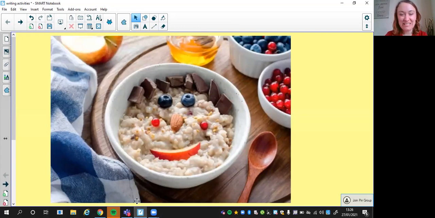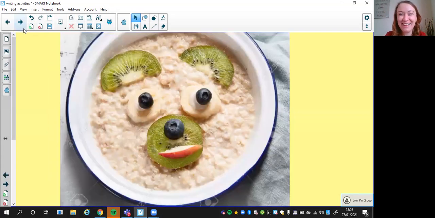Oh, this porridge looks fun. I like how it's all been arranged in a face. I think you'll notice a bit of a theme in some of my ideas. Oh, I think there's some chocolate in there, some apples, some blueberries. That looks good. Have a look at another one. Oh, this one's perfect for Goldilocks and the Three Bears. Look, they've used kiwi and banana and blueberries all to make a teddy bear on their porridge. What a great idea. Let's have a look at the next one.